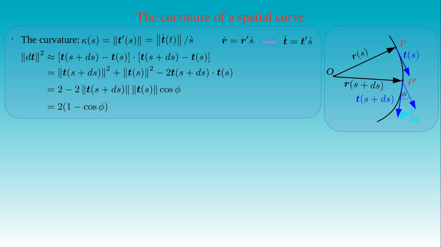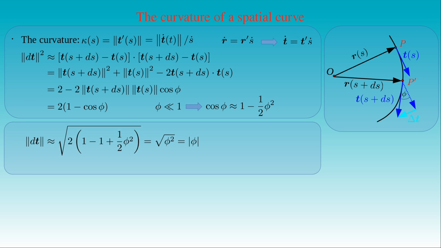As we said, since ds is small, the angle phi is also tiny, which allows us to approximate cosine phi with its Taylor expansion in the first order. This gives 1 minus half phi squared. We can insert the approximation into the square length formula of dt and take its square root. The result is simply the magnitude of phi.